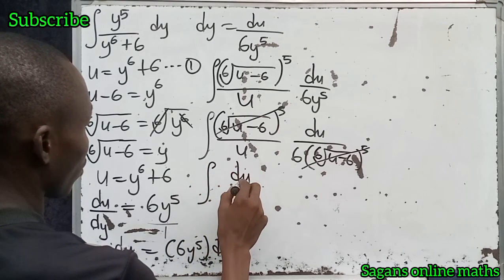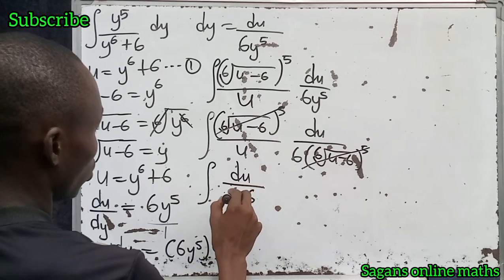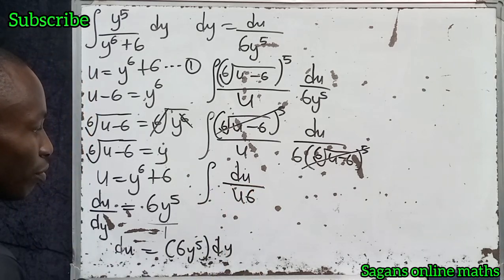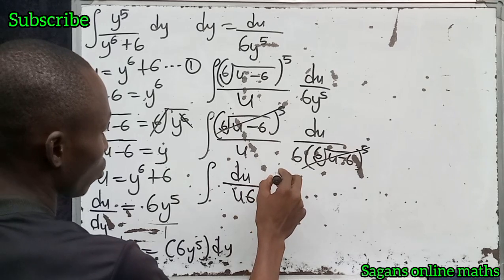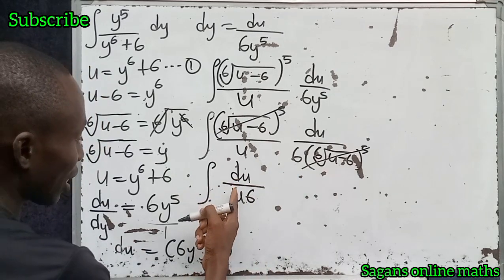Of the u, divided by 6u. This is what we are going to be left with, right? Now I want to show you something amazing here, very interesting. Now I want you to understand that we can also write this as what?